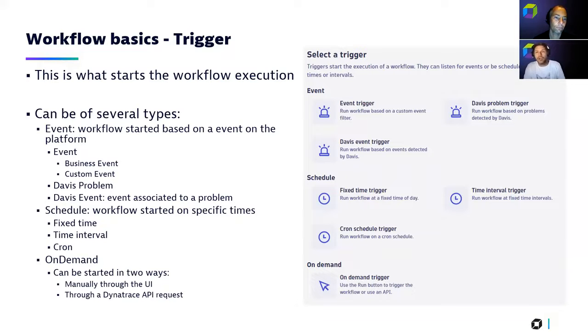I can have a schedule, so we are not tied just to responding to Davis problems or events. I can run a workflow periodically. I can specify a fixed time of the day, an interval, or even a cron schedule, and it can also be on demand. When I do on demand, it means the workflow will never execute unless I actually click on the workflow to execute it, or I send an API call to execute this workflow. And this is very helpful because, for example, if I have a pipeline, I can do some stuff in my pipeline, and then my pipeline can make a call to Dynatrace, and Dynatrace will execute the workflow for us. So this is very good and very useful for automation.